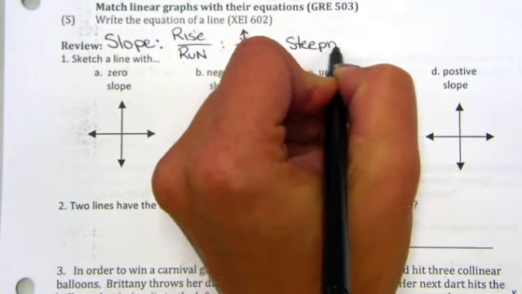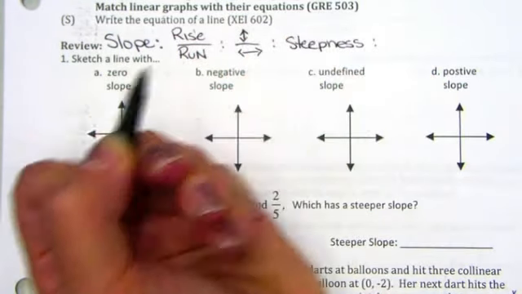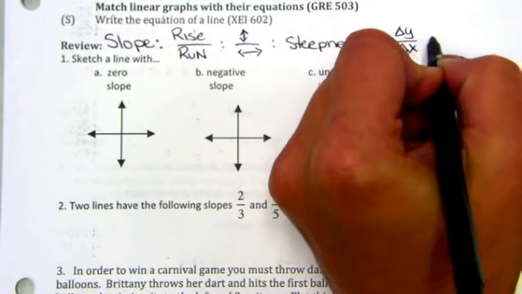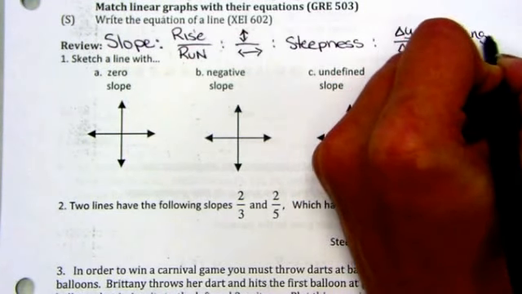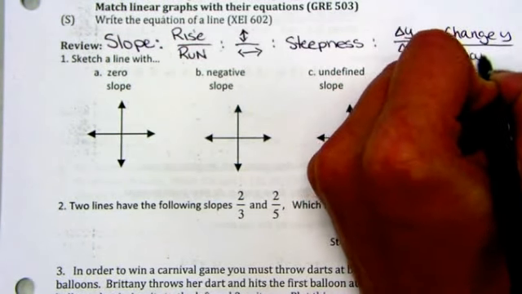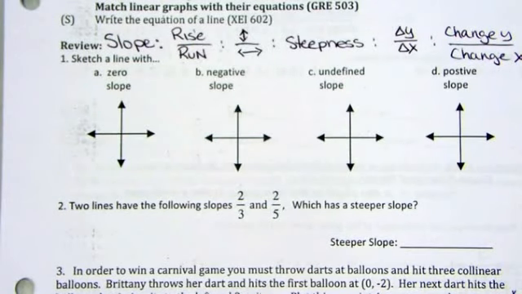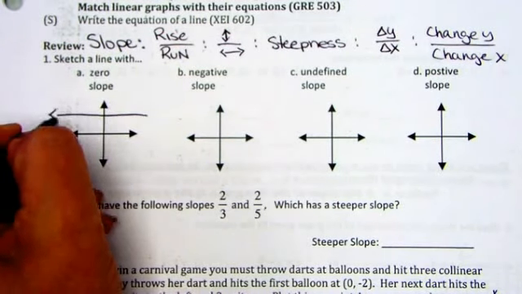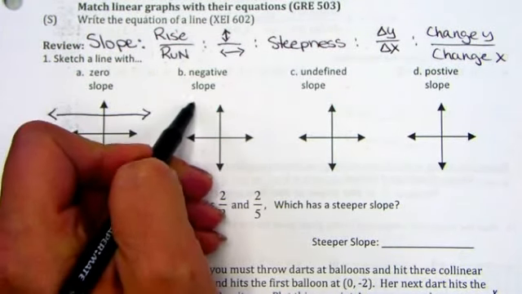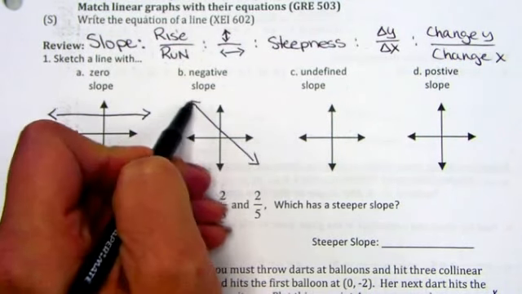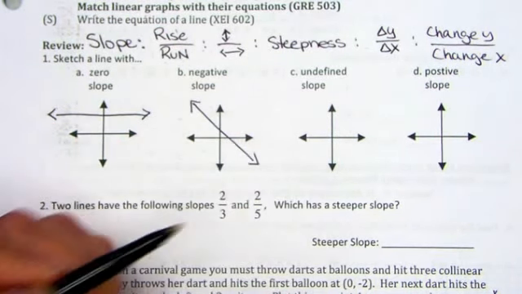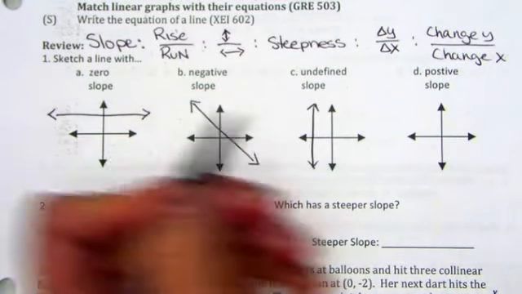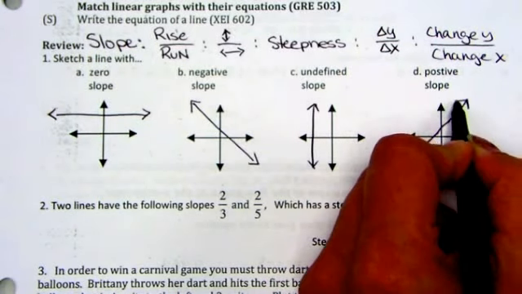Sometimes we talk about the steepness. Sometimes we say the change in y over the change in x. A zero slope can be represented by a horizontal line. A negative slope is a line that appears to be decreasing or falling. An undefined slope is a vertical line. And a positive slope would be increasing.